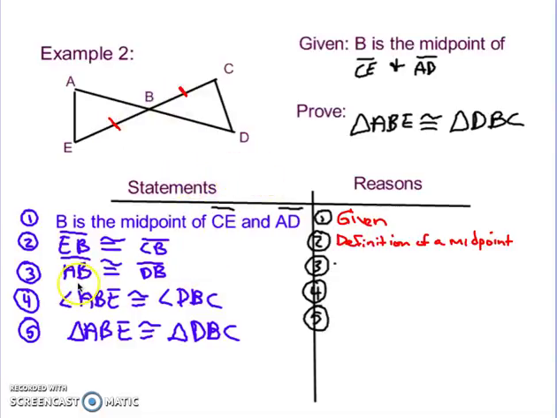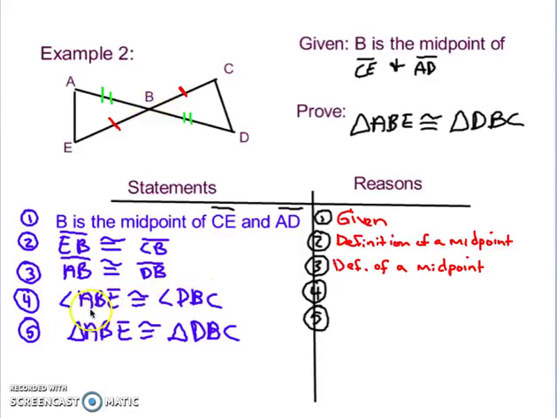For the next one, we have segment AB is congruent to segment DB. So again, we can mark those. We can say segment AB is congruent to segment DB. And again, for that, we can write definition of a midpoint. Because again, we know that B is our midpoint there.